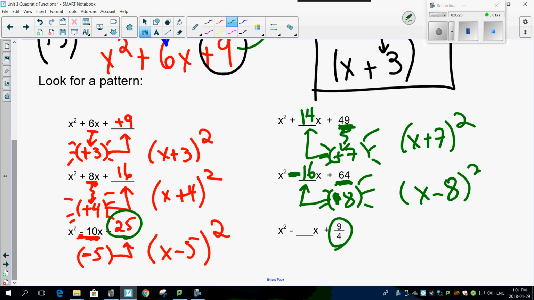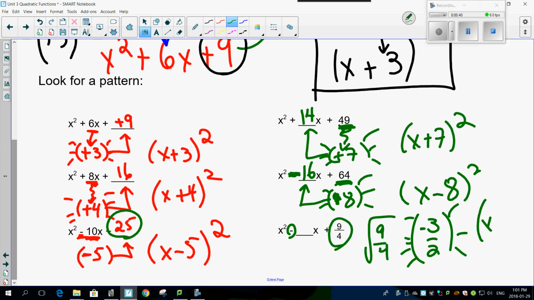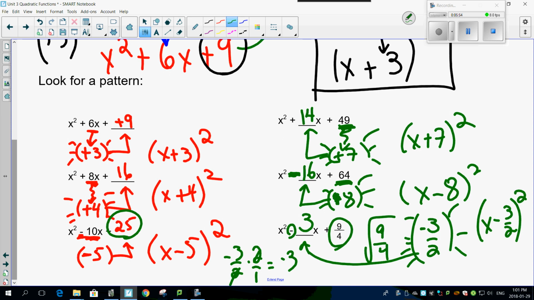Check it again. Oh, look at this one. 9 over 4. That's ugly. The square root of 9 over 4 gives you 3 over 2. And guess what? It's a negative, so it has to be a negative as well. There's your magic number. So that would be x minus 3 over 2 squared. But don't forget, we have to fill this guy in by doubling it. So minus 3 over 2 times 2, the 2's cancel, giving you minus 3. There it is. And those are the patterns you have to look at.